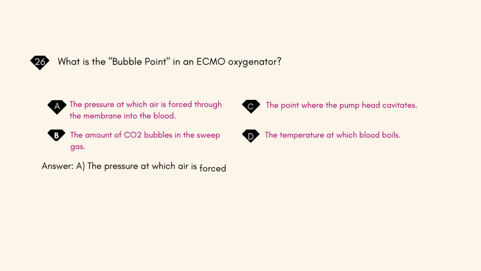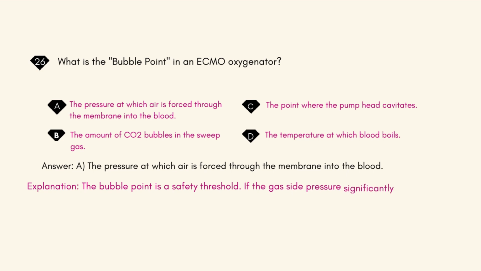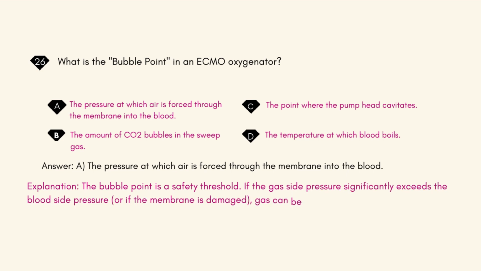Answer: A. The pressure at which air is forced through the membrane into the blood. Explanation: the bubble point is a safety threshold. If the gas side pressure significantly exceeds the blood side pressure, or if the membrane is damaged, gas can be pushed into the blood, causing an air embolism.